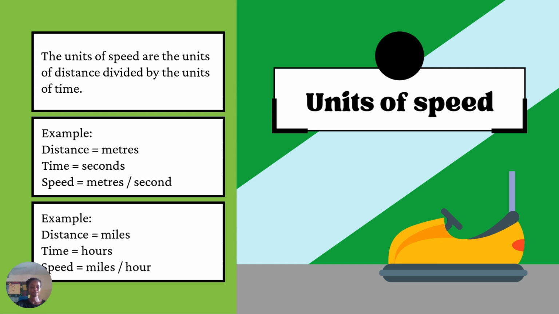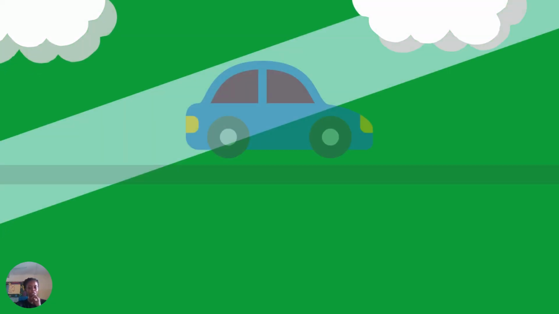So, for example, if distance is given in meters and time is given in seconds, speed is going to be what? Meter per second. If the distance is given in miles and time is given in hours, the speed is going to be what? Miles per hour. If the distance is given in kilometer and the time is given in minutes, the speed is going to be what? You guessed right, kilometer per minute. So the unit of speed basically depends on the unit of distance and the unit of time given.